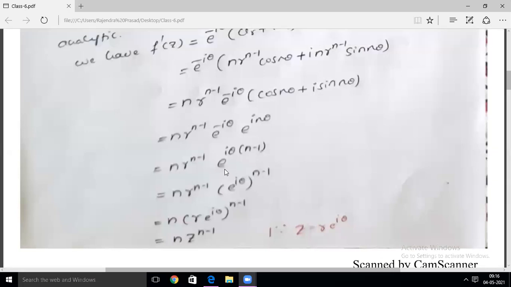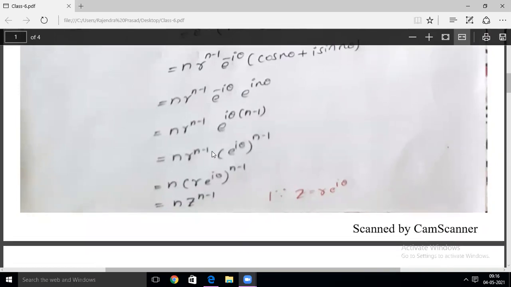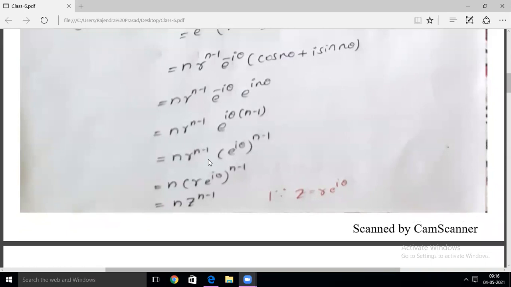Next, e power i theta into n minus 1 can be written as e power i theta to the power of n minus 1, because a to the power of m to the power of n becomes a to the power of m into n. So for our convenience, this can be written as e power i theta to the power of n minus 1. Next, r to the power of n minus 1 and e power i theta to the power of n minus 1 can be written as r into e power i theta to the power of n minus 1, right?